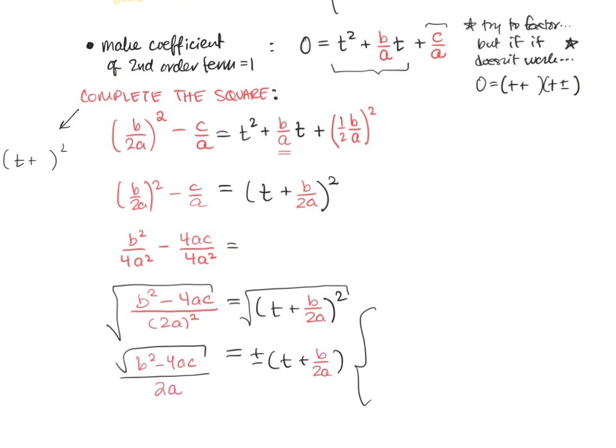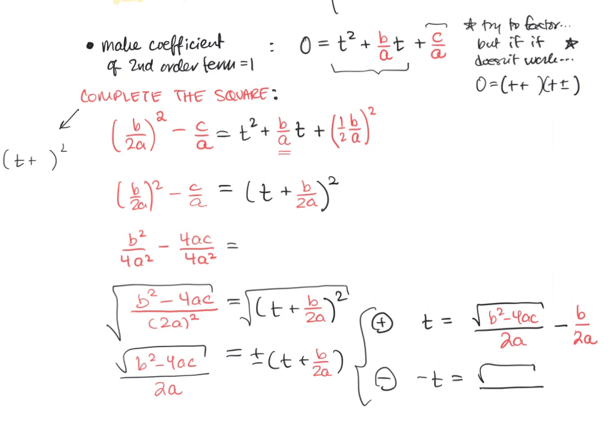I'm going to have two answers: one when the right-hand side is positive, one when the right-hand side is negative. So here's the right-hand side positive answer. That would be t equals the square root of b squared, all this stuff over 2a, minus b over 2a, putting the numbers in. And now for the negative solution, that would be minus t equals this whole thing on this side, minus t plus b over 2a.